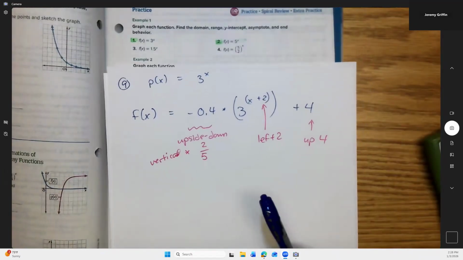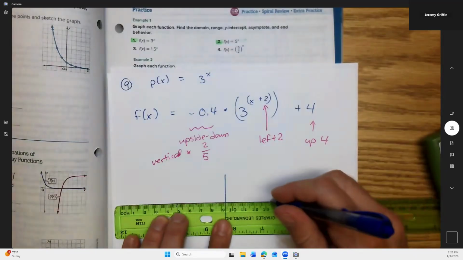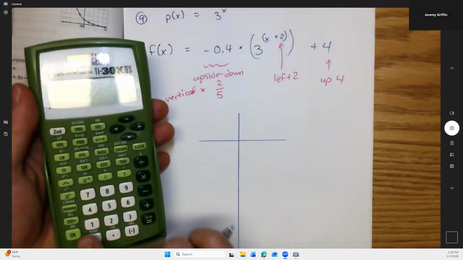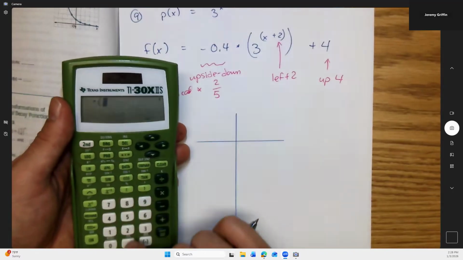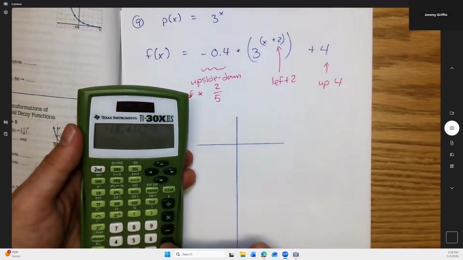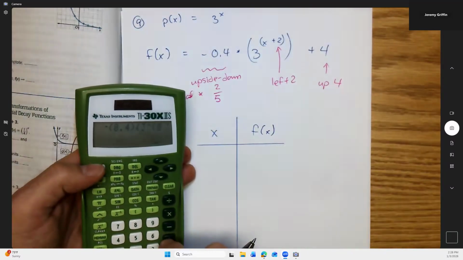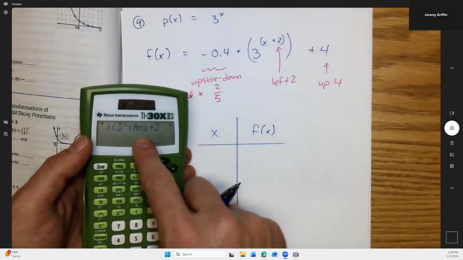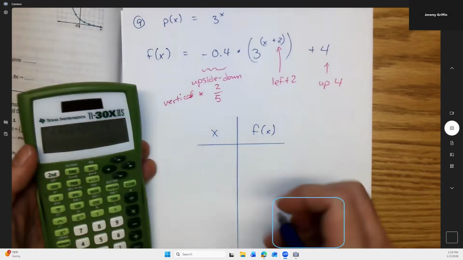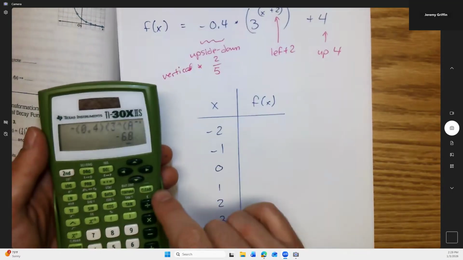I'll plug some points into a table, and then I'm just going to put this one in Desmos so you can see how I'm getting all these table values and also what it looks like in Desmos. So -0.4, then we're doing 3 to the power of x plus 2. Here, I'm going to do this little tricky example: I'm going to do answer plus 2, and I'll just plug in different values for answer. Close, close, and then you put a plus 4 on the end. Let's go to -2, -1, 0, 1, 2, 3, and see what happens.